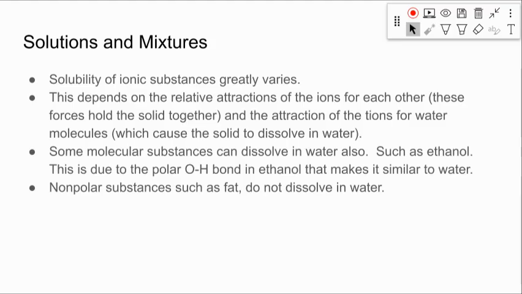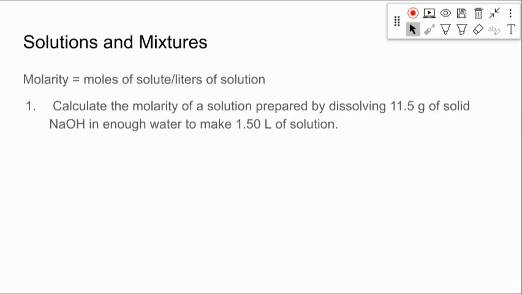Let's talk a little bit about how we determine how concentrated a solution is. What we use for that is something called molarity. With molarity, it's just a basic equation. Molarity is equal to moles of your solute divided by liters of your solution. It's a pretty straightforward equation. We use this equation a lot now, but we use it a ton when we get to the acid-base chapter. So let's get comfortable with how to calculate these things out.